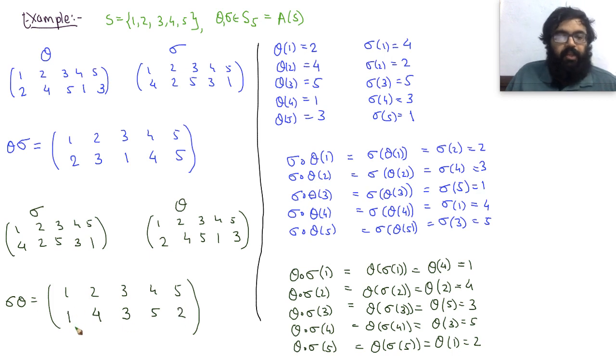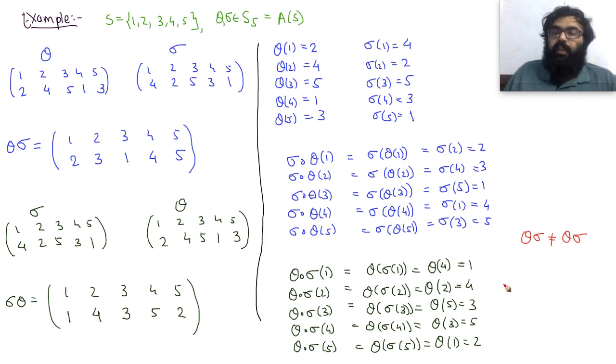Here also you can check all of these must be distinct. Here also they must be all 5 distinct. So we got 1, 4, 3, 5, 2, and yes, we are done. And the important thing we have observed is that sigma theta is not equal to theta sigma. So they do not commute.